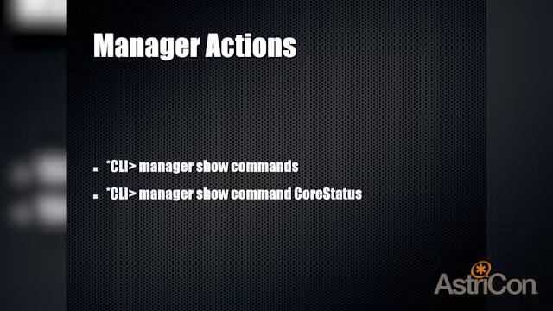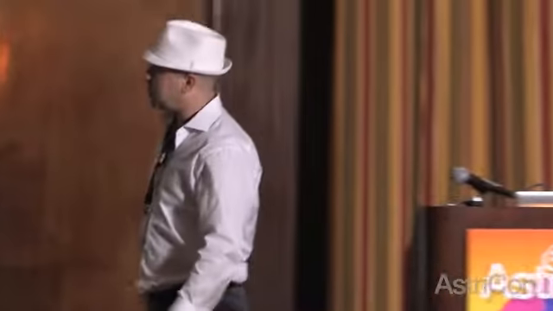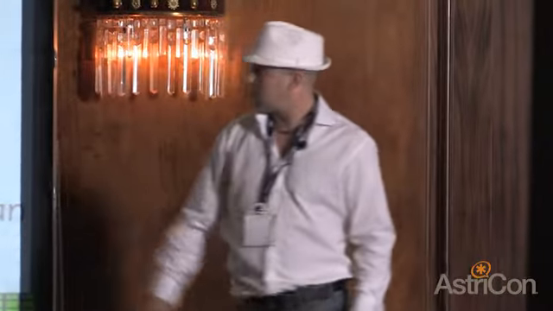Okay, so manager show commands. What that's going to do is print a list of all the commands that you can do. You can see here, for example, originate is down there, originate a call. If we want to see some more information about that, we can go manager show command originate. This is really, really big. Anyway, what it does here is it says these are the things that you can pass it.